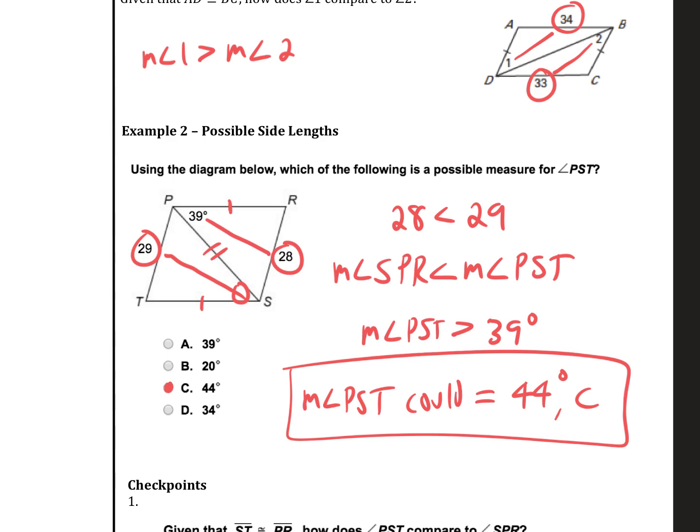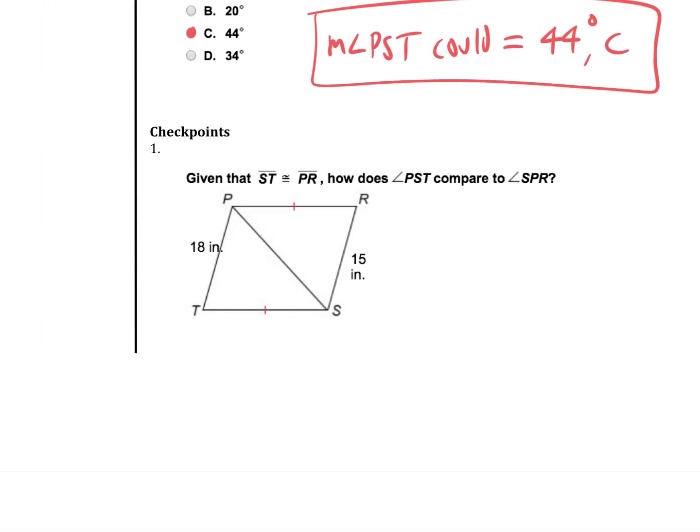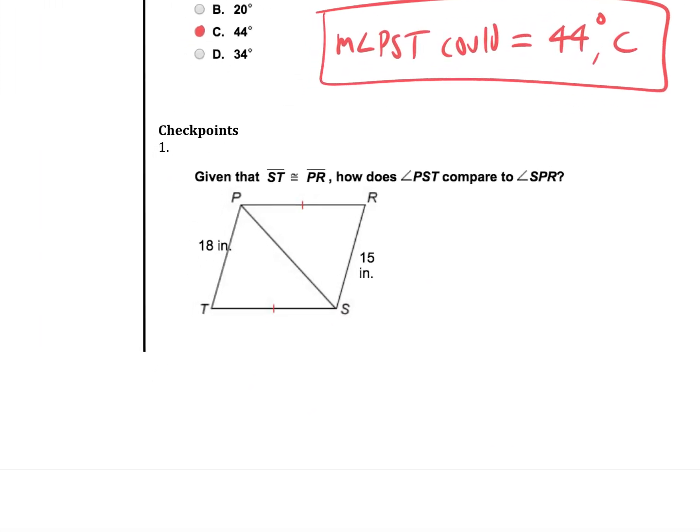Okay, sounds good. We have some checkpoints here. Why don't you guys go ahead and pause and see if you can do the checkpoints. Go ahead. All right, checkpoint 1. Given that ST is congruent to PR, these are congruent. How does PST compare to SPR? This is congruent in the middle here.